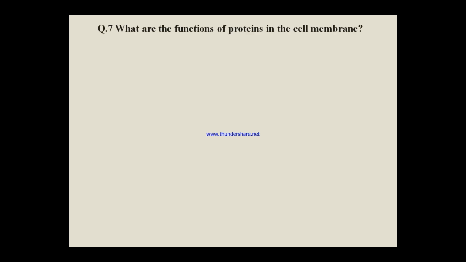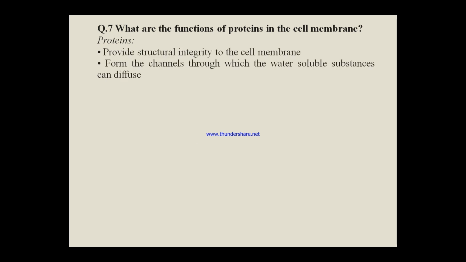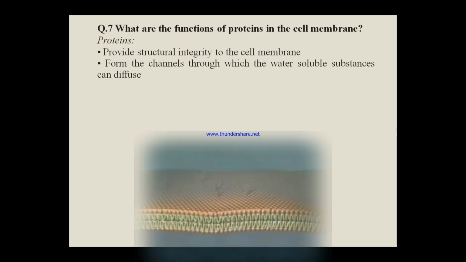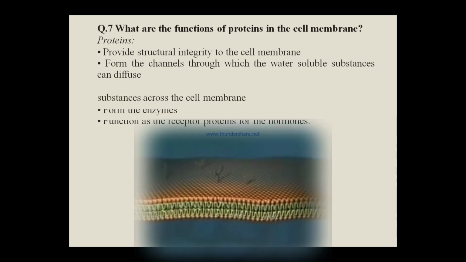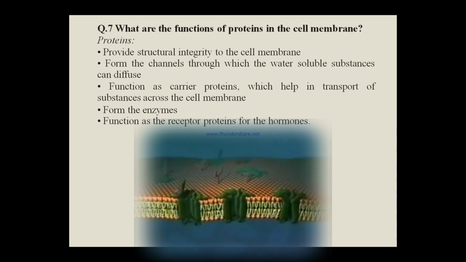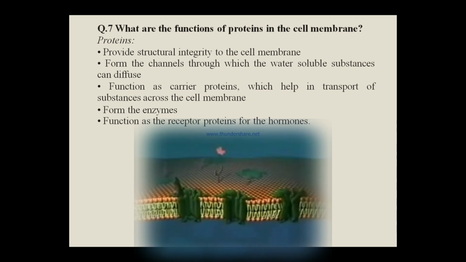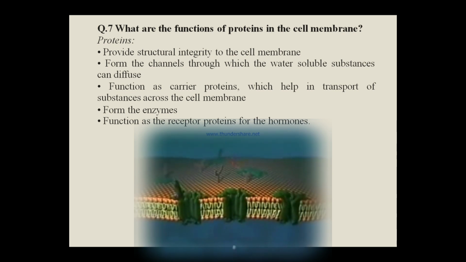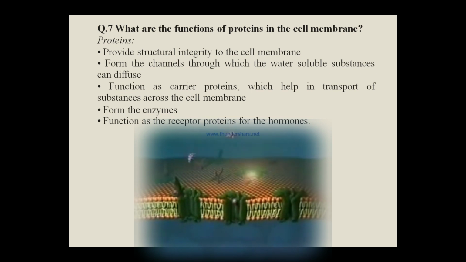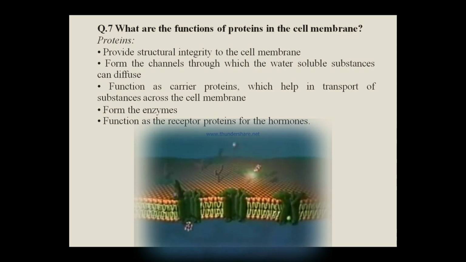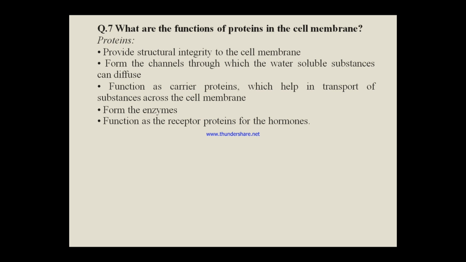Next is, what are the functions of proteins in the cell membrane? The proteins provide structural integrity to the cell membrane, form the channels through which the water-soluble substances can diffuse, even functions as carrier proteins. What are carrier proteins? They help in transport of substances across the cell membrane. Even proteins form the enzymes and functions as the receptor proteins for the hormones.